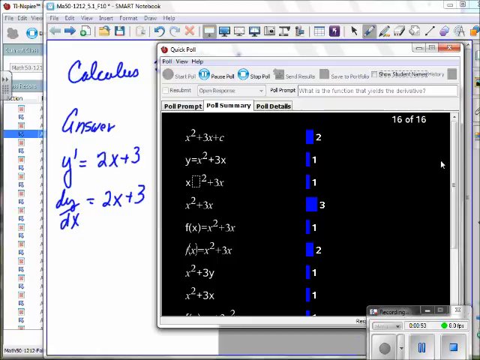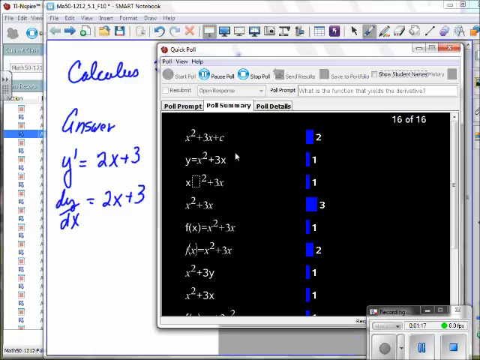Okay, obviously some people know what they're doing because someone has a plus C on it. If you were not in another class, you might not have thought of that, but let's see. If we're looking at what is the derivative of x squared plus 3x, would your answer be 2x plus 3?